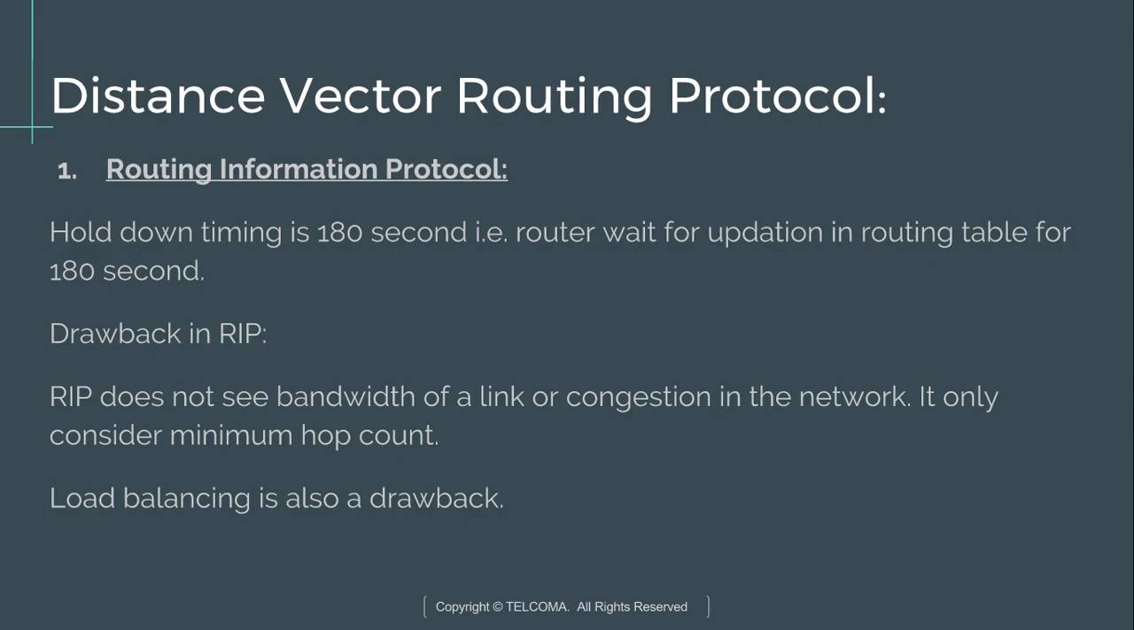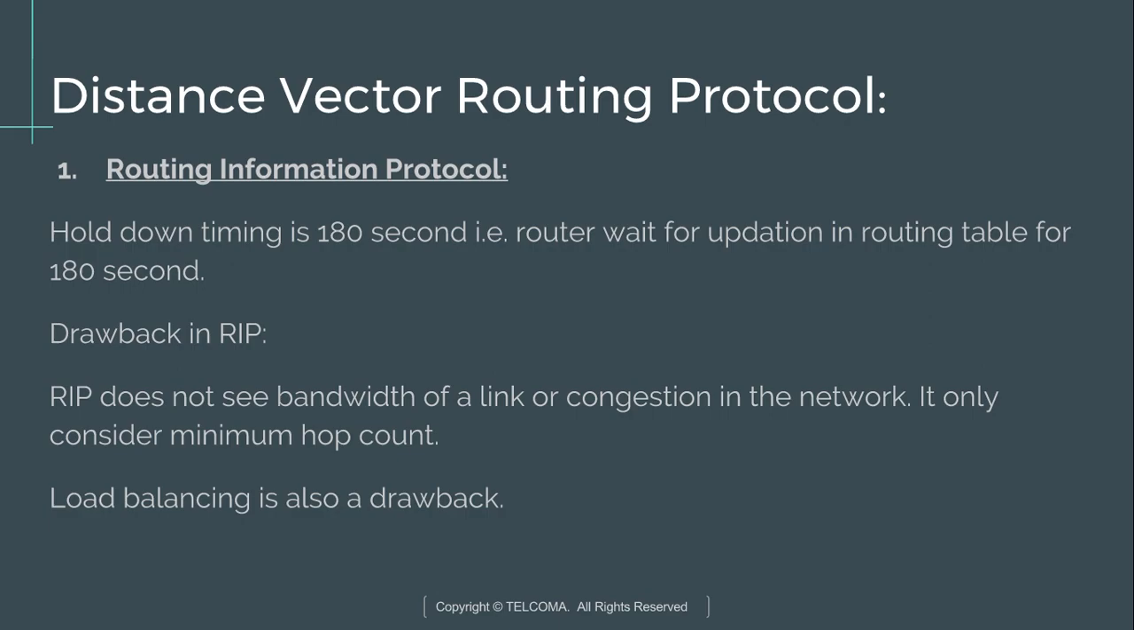Next, the hold down timing is 180 seconds. That is, the router waits for an update in the routing table for 180 seconds. It means the router waits for 180 seconds to get the update from the different routers. If any router fails to give an update within 180 seconds, then that router will be discarded in the network.